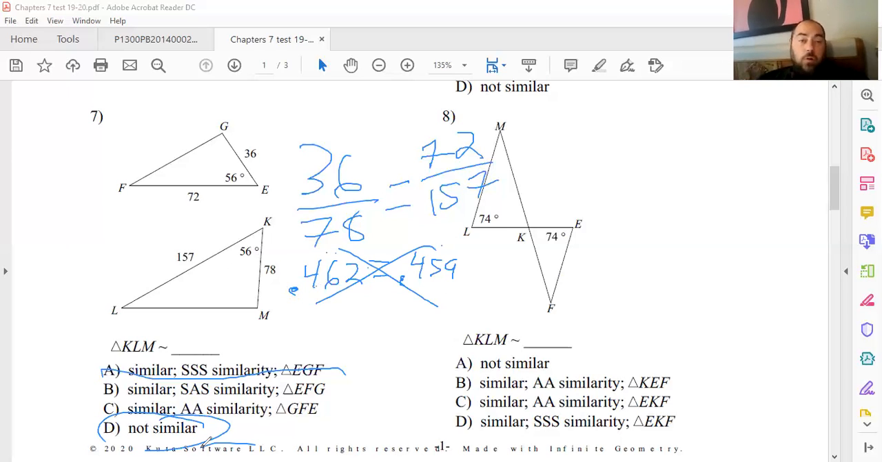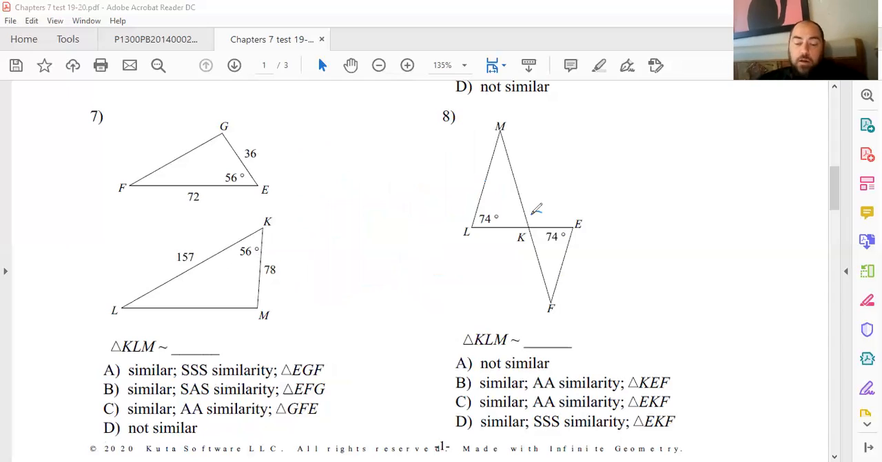Moving over to number 7, or number 8. Again, let's clear everything off. Here we have two 74s, and because those are bow tie angles, see right here? See how the bow tie goes cross right there? So I call them bow tie angles. They're actually called vertical angles. So we know that EKF and MKL are identical. They're congruent. So this gives us similarity.